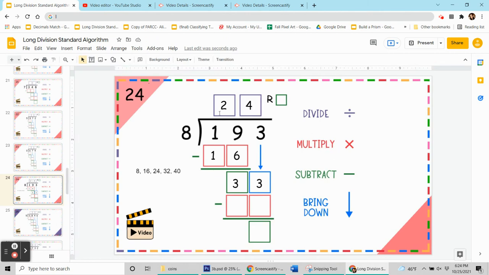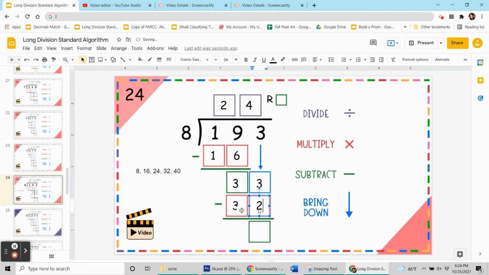You're going to multiply 4 times 8 to see how close we actually got to 33. 4 times 8 is 32. And then you subtract to see what is left over. 33 minus 32 is 1.